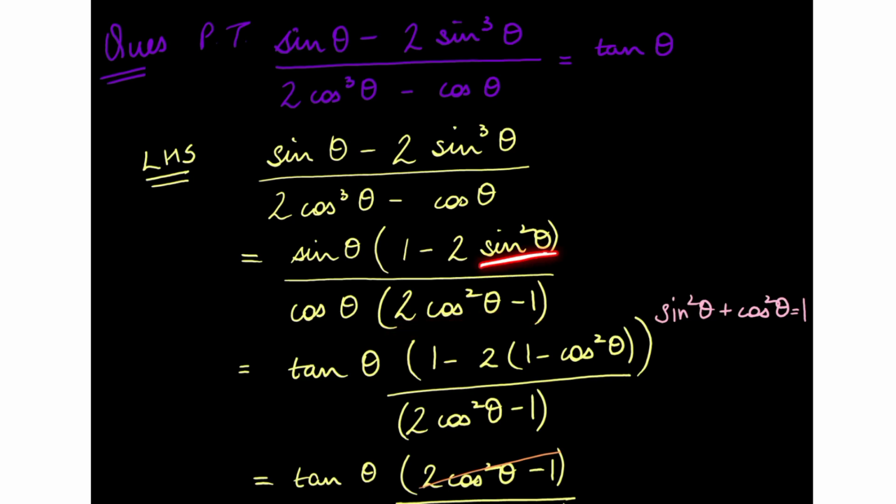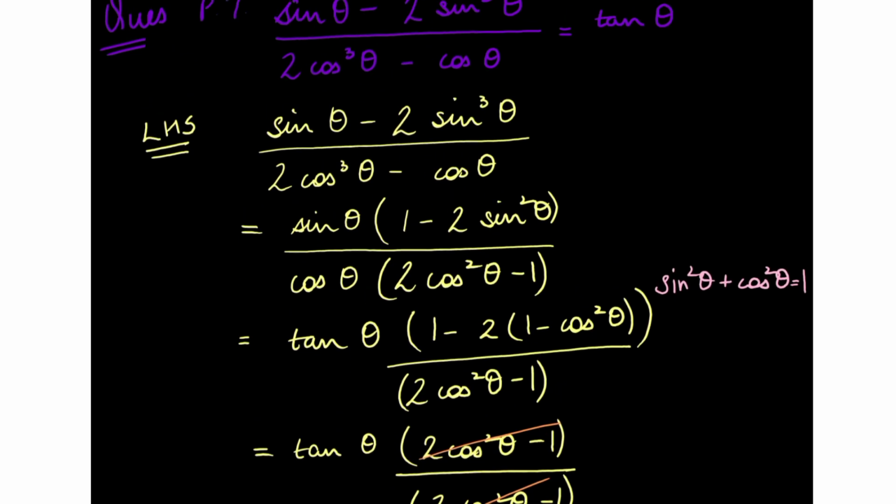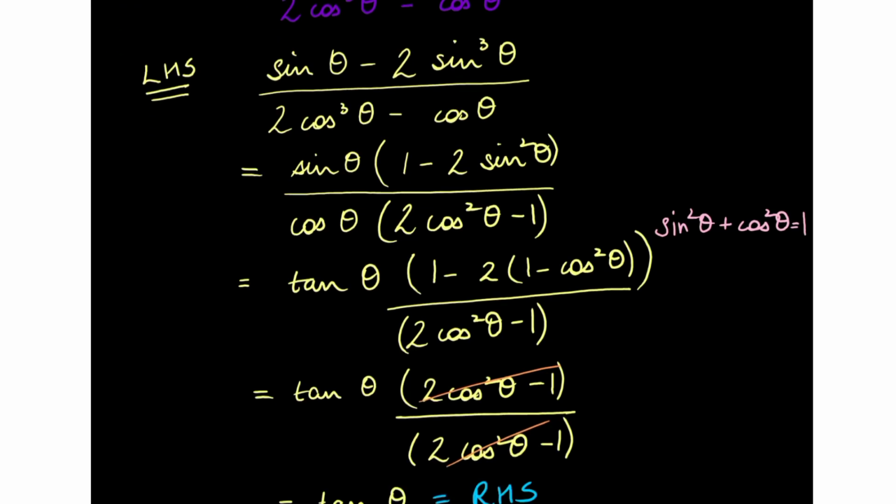We can convert sin square theta into the terms of cos square theta by writing sin square theta is equal to 1 minus cos square theta. We can solve this bracket: 1 minus 2 plus 2 cos square theta. So 2 cos square theta minus 1 will be left, and we can directly cancel it out, and we are left with only tan theta, which is the right hand side that needs to be proven.